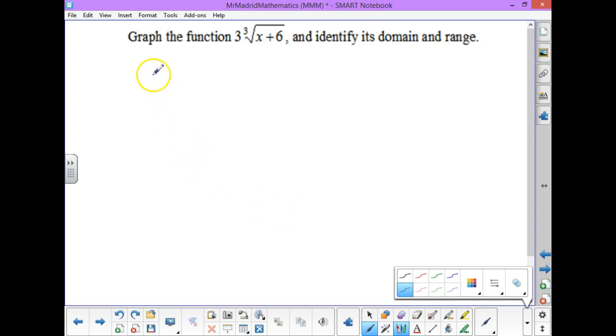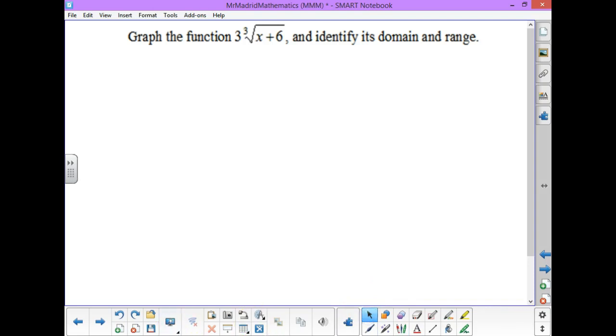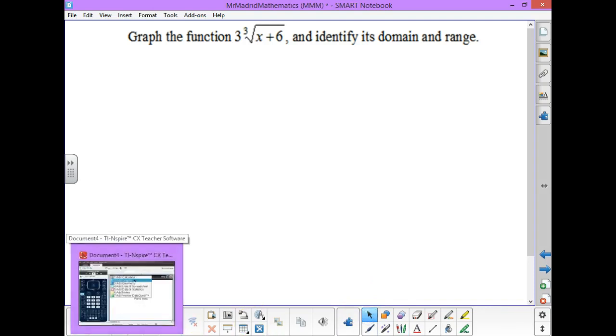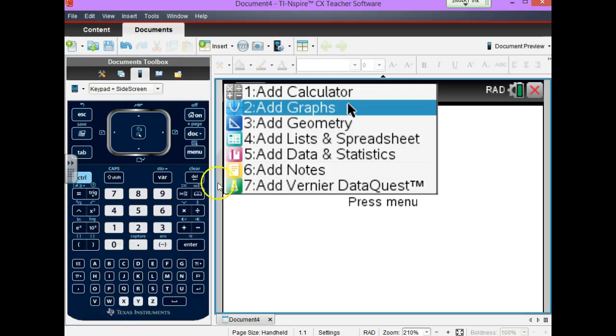This one says graph. So we've got a graphing utility. Let's go and use it. Identify domain and range. So that's going to be important. Alright, so let's go into the calculator. So it's 3 cube root of x plus 6.